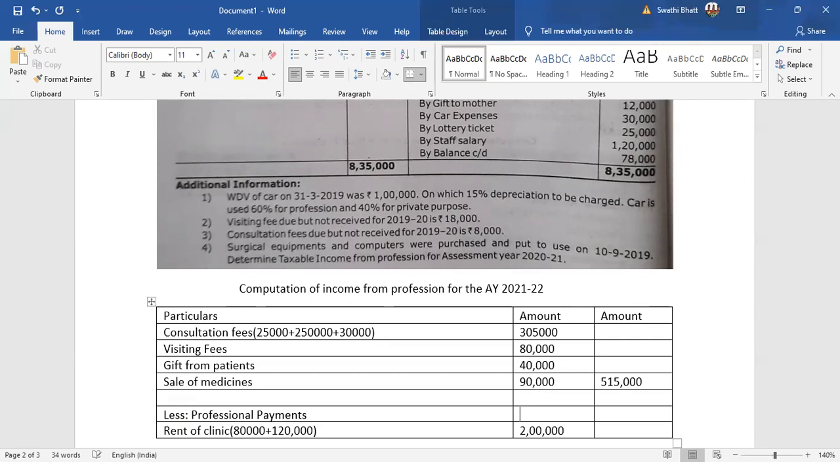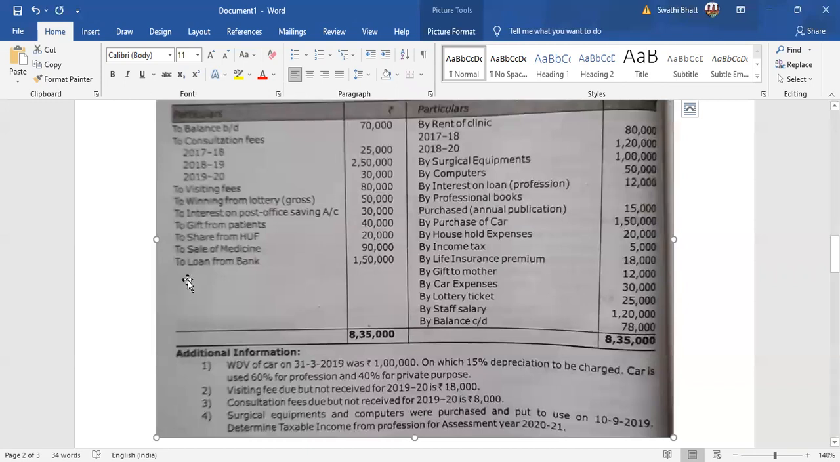The next item that we have over here is surgical equipment. Now, like I told you, surgical equipment is a capital expenditure. For a doctor, when you ask what his assets are, he would say all the equipment that he uses for his profession are his assets. So surgical equipment is a capital expenditure, which is 1 lakh rupees.